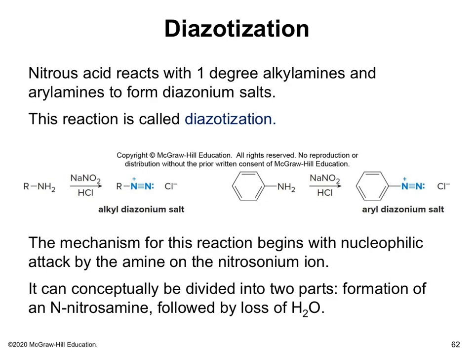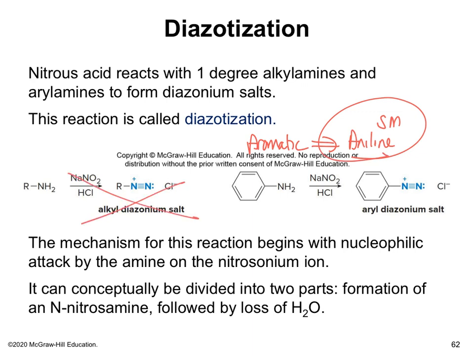All right, so diazotization. Diazotization. This is good for aromatic compounds. We're going to deal with aniline. Okay, so aniline is our starting material. We're not going to worry about alkyl diazonium salt. So azo is when you have nitrogen, and you see the di is you have two.